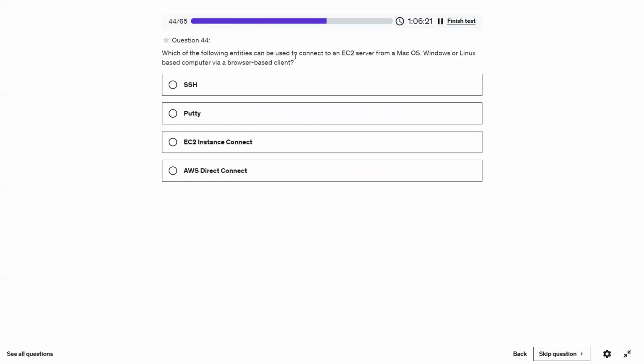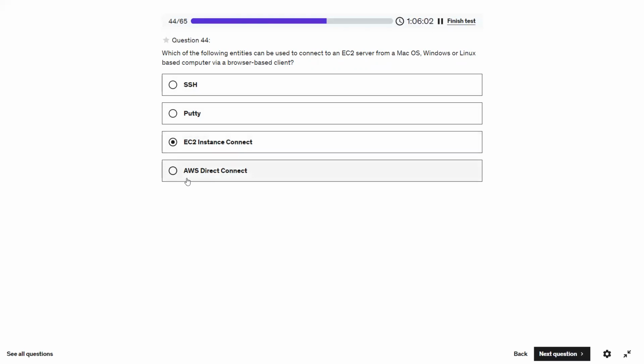Which of the following entities can be used to connect to the EC2 from a Mac, Windows, or Linux? So you want to connect to the EC2, doesn't matter whether you're on the Mac, Windows or Linux, how you can connect. SSH, no, because SSH is only for the Linux and the Mac. PuTTY only for the Windows. EC2 instance connect, yes. AWS direct connect is totally wrong.